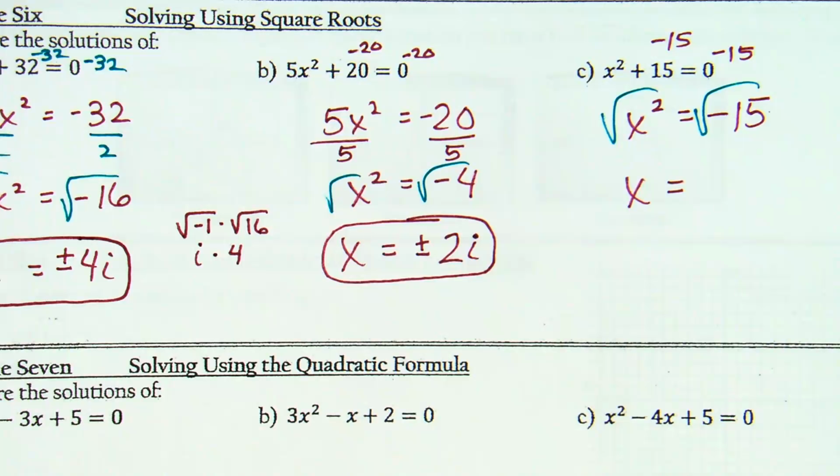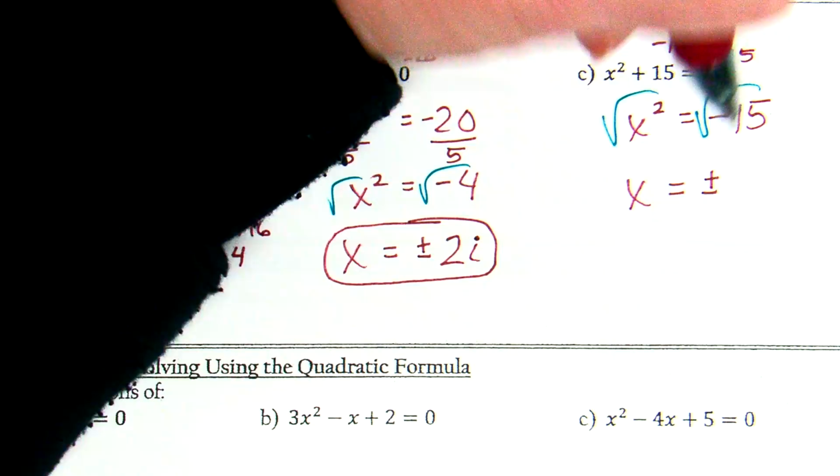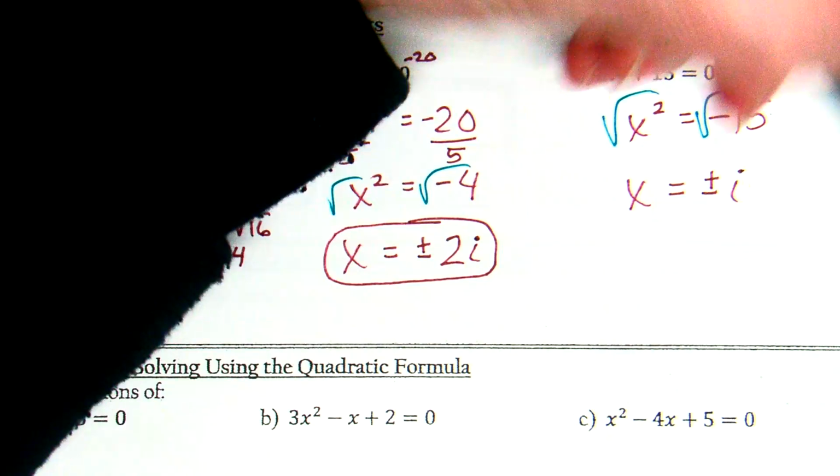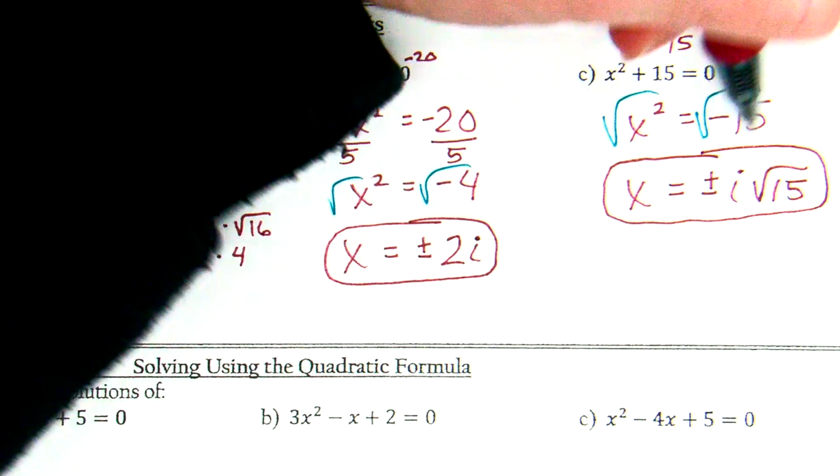Except I'm going to put my i out front. So square root, first of all, it's plus or minus. Square root of that negative 1 is an i. I don't know the square root of 15, so it's going to stay square root of 15. Similar to what we did on some of them yesterday.